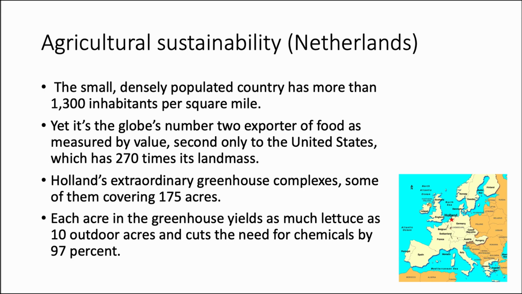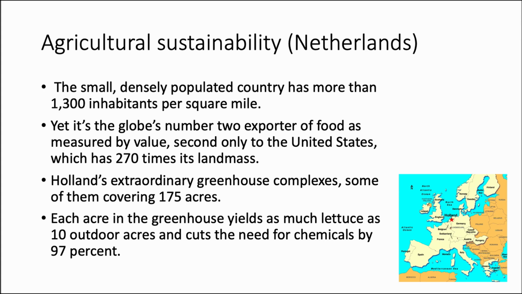It's densely populated. It has 1,300 inhabitants per square mile. But this small place on this planet is actually the globe's number 2 exporter of food as measured by value. They're only second to the United States in this exportation of food. And the United States is 270 times larger than the Netherlands. How does it do this?